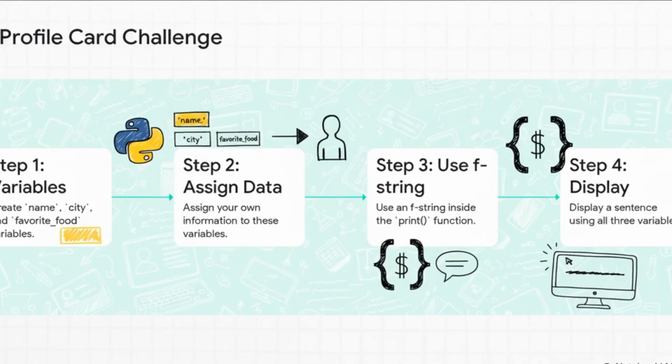Okay, here's your mission, should you choose to accept it. Create a simple digital profile card. I want you to open up VS Code, create a new file, and just follow these steps. Make 3 variables, one for your name, one for your city, and one for your favorite food. Put your own info in there, then use just one single print function with an f-string to combine them all into a sentence. Go ahead and pause the explainer right here and give it a real shot.